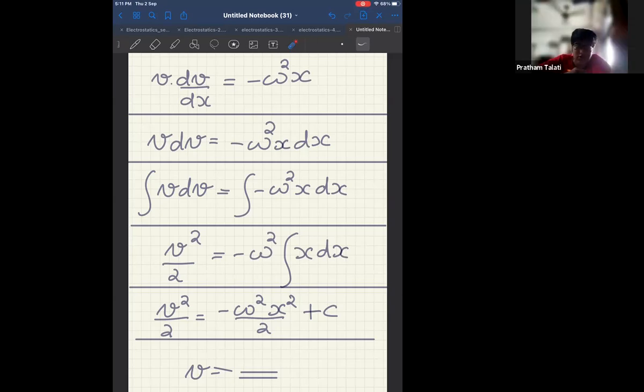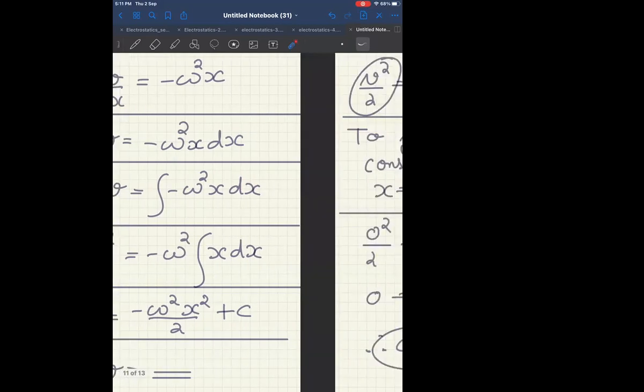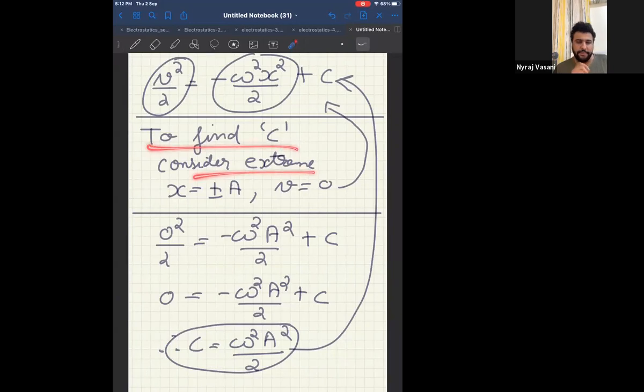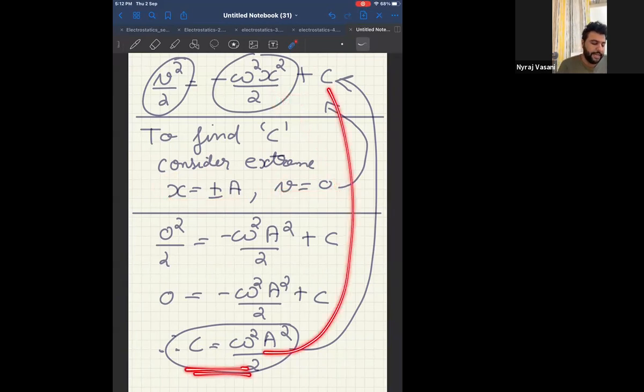Sir, can you show the working for constant? First, finish this slide, all of you. Now, the working for constant is, I will consider extreme position. At extreme position, I know that x is equal to plus or minus a. And I also know that velocity is equal to 0. Therefore, putting these two values in this equation, I get the value for c as omega square a square by 2.